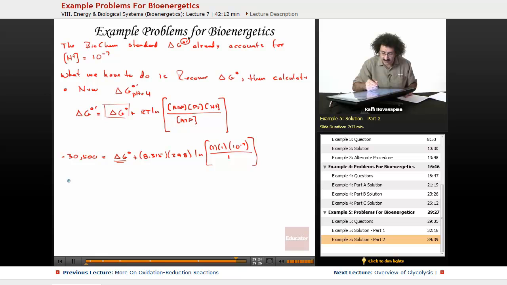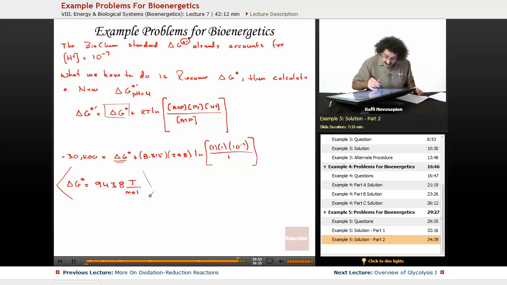When we do this and solve for delta G, what we get is the following. Delta G chemical standard equals 9,438 joules per mole. Notice, this is positive. So this is our chemical standard. We've recovered it from the biochem standard. We've just worked this equation backwards. Instead of looking for something on the left side of the equation, we're looking for this thing.